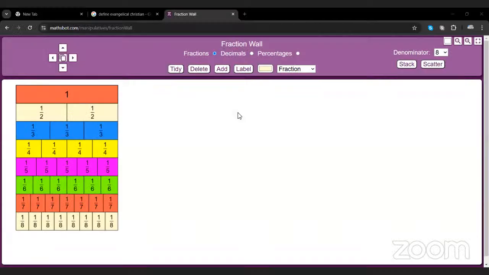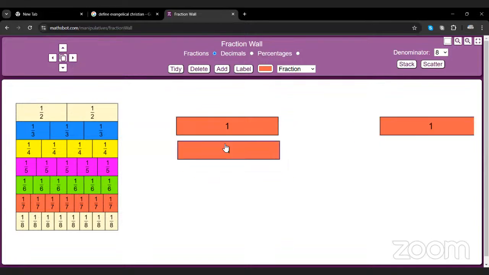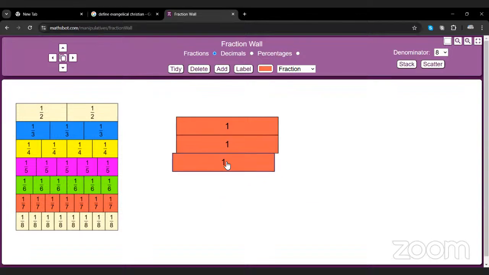All right. So here it is now. How we get that 2.5. Now remember, you're taking a half from 3 wholes. So here's 1 whole. So we have 3 wholes. 1 plus 1 plus 1 is 3. But you must take a half from this. Take a half from the 3.